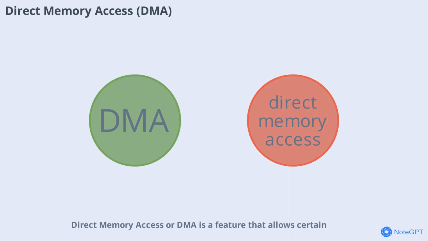Direct memory access, or DMA, is a feature that allows certain hardware components to access system memory directly, without involving the CPU. This speeds up data transfers for devices like disk drives and network cards, freeing the CPU to handle other tasks. DMA is an important part of efficient computer architecture.